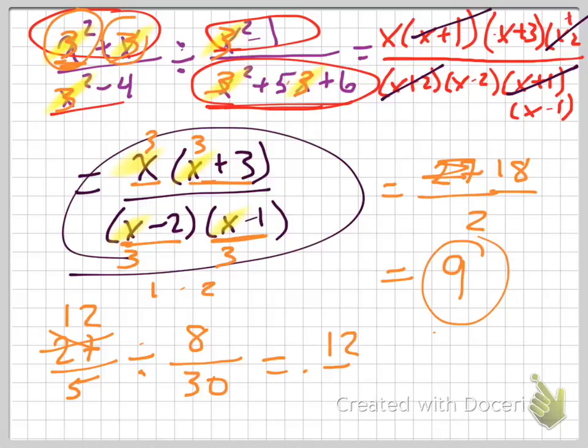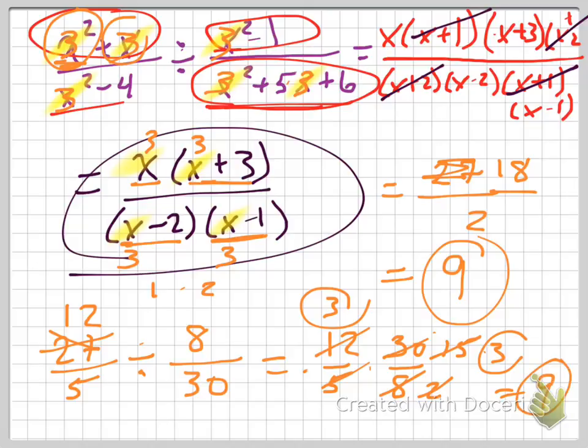So it's 12/5 times 30/8. A 4 cancels out of those, that's a 3 and a 2. A 2 cancels out of those, it's 15. A 5 cancels out of those, it's 3. 3 times 3 is 9. Boom, it works.